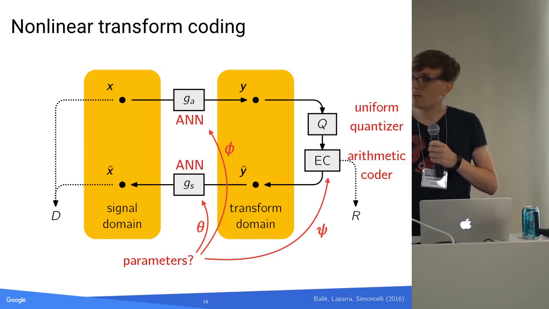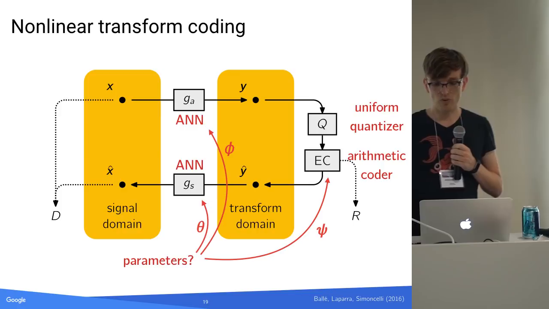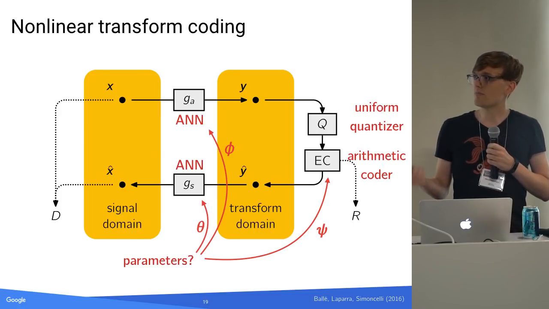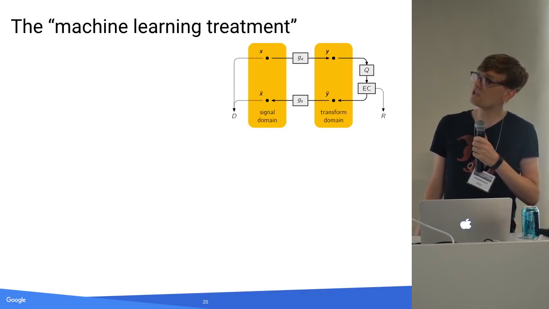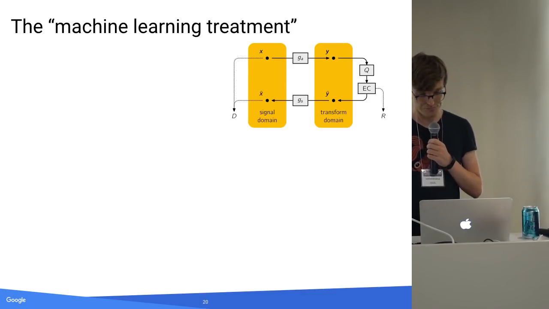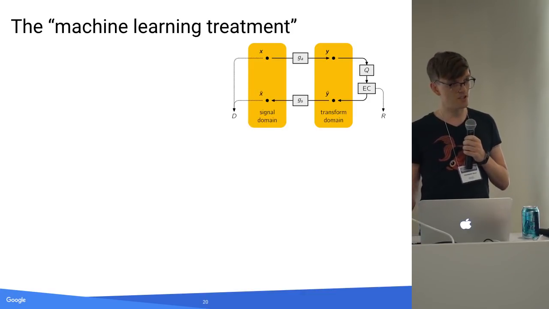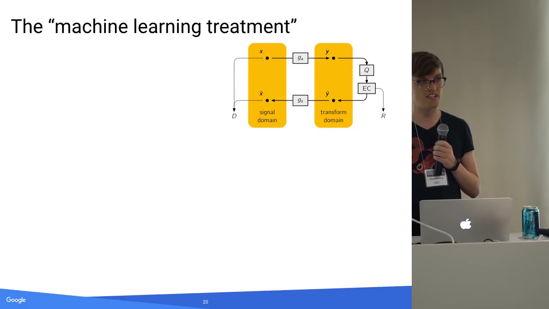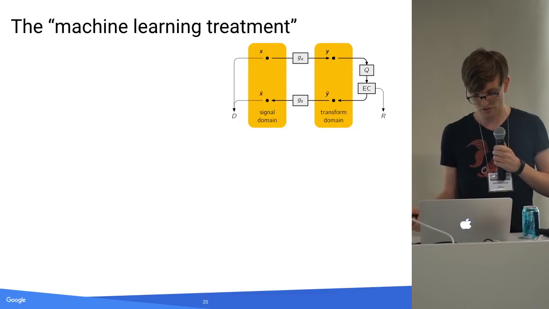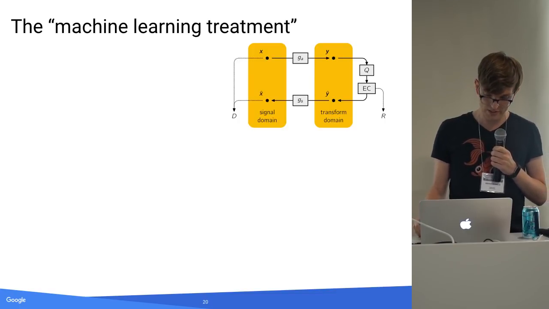So if we don't know what the parameters are, we can't really use it. We have to use some method to actually get these parameters. And that's where the machine learning comes in. Fortunately, machine learning gives us all the tools to optimize the system to find good parameters, not necessarily the optimal ones, but very good ones.